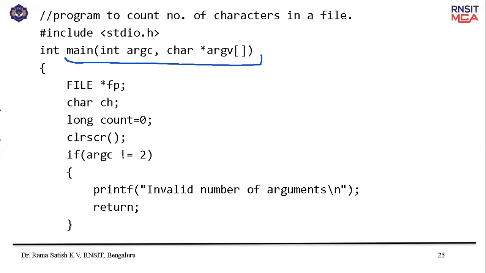So what is this program? You are taking an argument, and you use argc, which will have the count of how many arguments there are, and argv, the argument values. Now, for running this program, you should have at least two arguments. If it is not equal to 2, then it will display invalid number of arguments and return. Before that, it clears the screen, it declares a character, it has a count initialized to 0, and observe that it is a long integer.